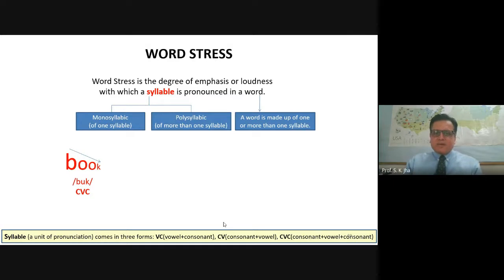For your reference, I have defined also what is a word. A word is made up of one or more than one syllable. And what is a syllable? By the way, a syllable is a unit of pronunciation that comes in three forms. It can be either VC, that is vowel plus consonant, CV, consonant plus vowel, or CVC, consonant plus vowel plus consonant. Now let's take some examples here. The first example I have given you for CVC, that is book.